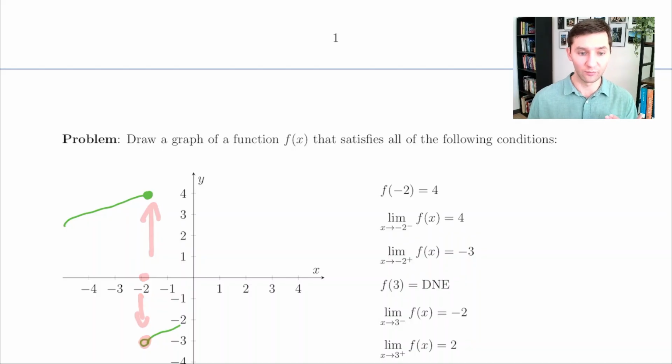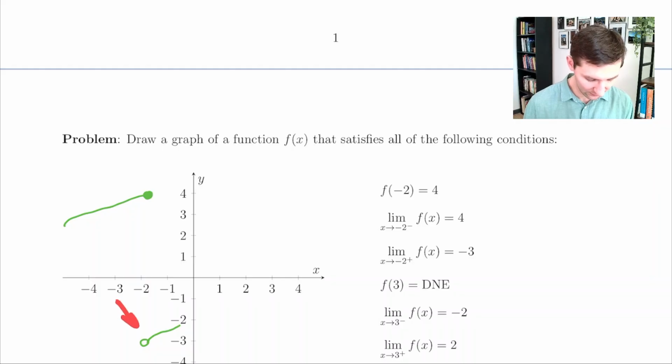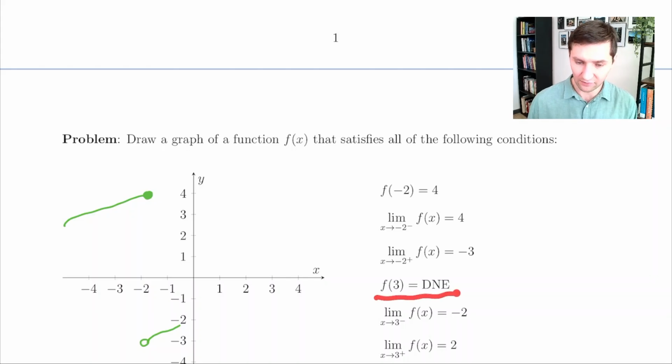Remember, each input can be associated to at most one output. You cannot have two outputs for one input. If you did, this wouldn't be a function anymore. That is why this dot is open. It is not filled in. Then, the value of the function at 3 cannot exist. So I know that at x equal to 3, the function will have no value.